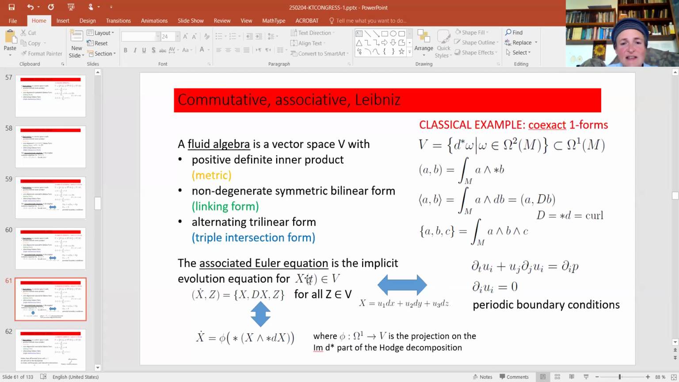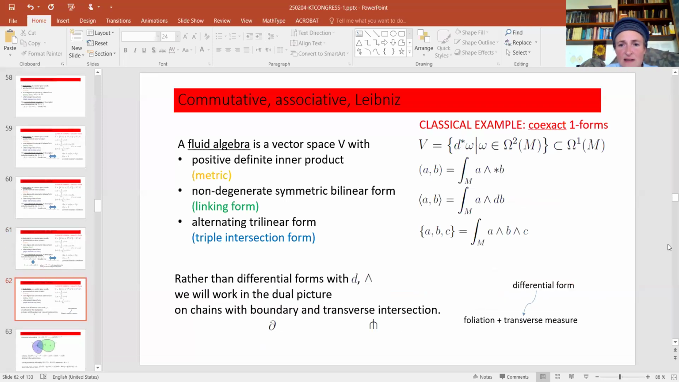Okay, so what does this mean? This means that whenever you have a fluid algebra, which just is a vector space which contains these three structures, no connection between them, then you can write down the associated Euler equation. It will be a quadratic ODE, which you can then solve and will be equivalent to this equation. In the case of the classical example, it is equivalent to the classical Euler equation. So that reduces the problem to finding a suitable finite dimensional fluid algebra which models what we want. In other words, the structures ought to look like this, but in a discretized form.